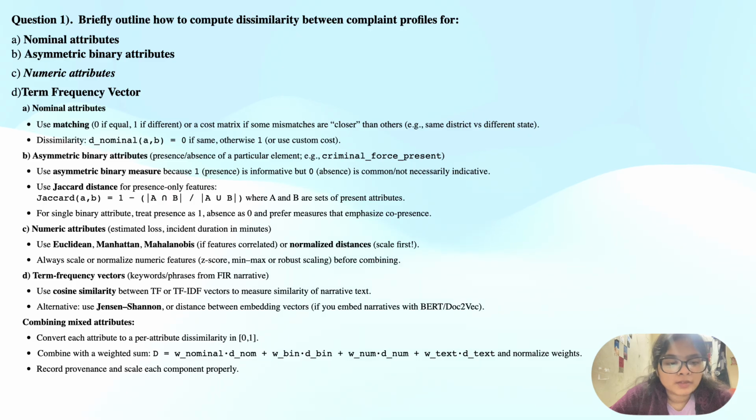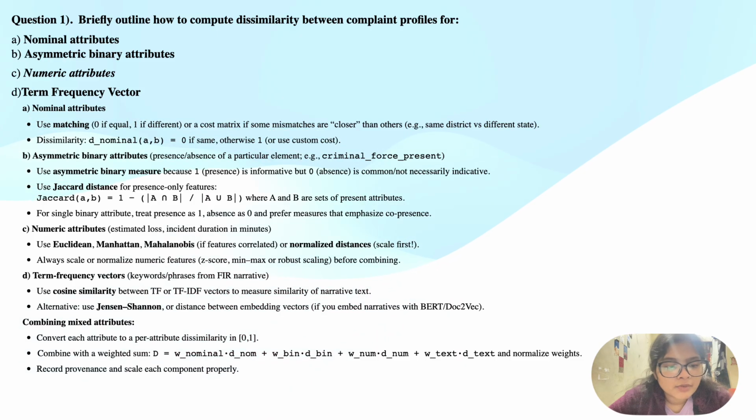For term frequency vectors, that are keyword phrases from documents, from FIR narratives, we use cosine similarity between TF or TF-IDF vectors to measure the similarity of narrative text. This is calculated by taking the dot product of two vectors, and the larger the magnitude, the more it indicates similarity between the two. We can also use Jensen-Shannon or distance between embedding vectors.